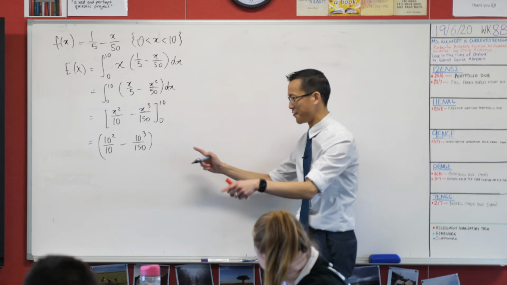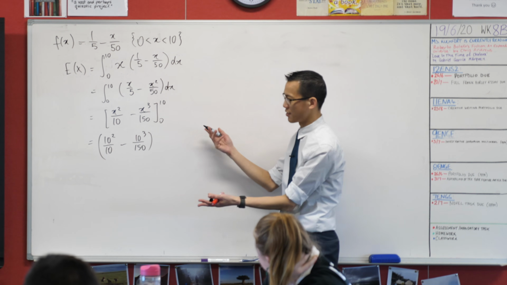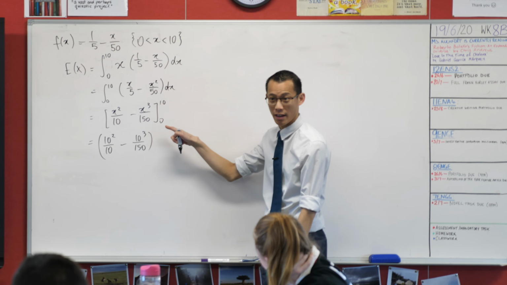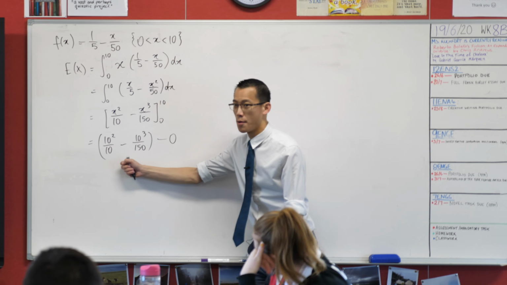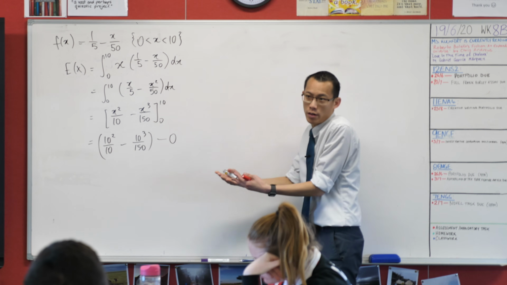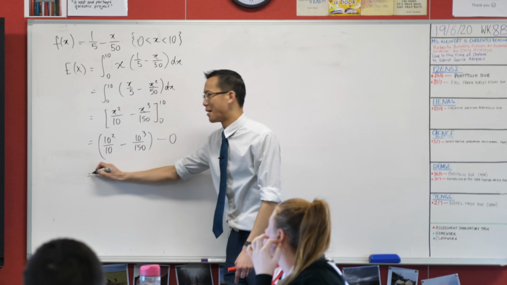I'm not quite there yet. I haven't finished this bit yet. Even though it's not going to matter, because I've got 0 here, as frequently happens, I think it is still important to show: here's my upper boundary, here's my lower boundary. That's what definite integrals have. And then I'm going to go for it.